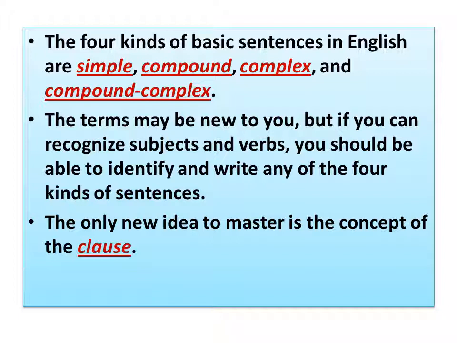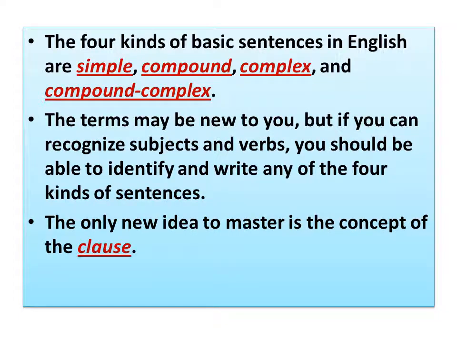The terms may be new to you, but if you can recognize subject and verbs, you should be able to identify and write any of the 4 kinds of sentences. الأسماء ممكن تكون جاية غريبة علينا شوية واحنا مش عارفينها، ما سمعناش قبل كده على الأنواع دي، بس المكونات بتاعتها معروفة لينا كلنا، فعشان كده it is very easy to detect the 4 kinds of sentences. The only new idea to master is the concept of the clause. الوحدة بتاعتي اللي بتقولي إذا كانت دي simple ولا compound ولا complex حاجة اسمها كلوز. أنا لازم أبقى فاهم الكلوز كويس قوي علشان أقدر أفرق ده simple compound complex ولا compound complex.